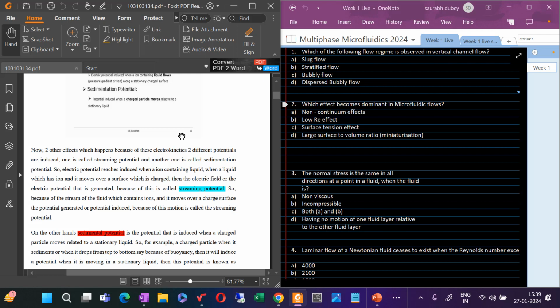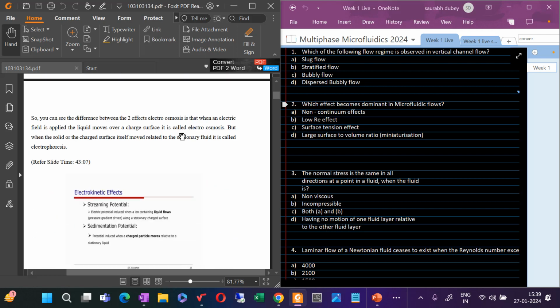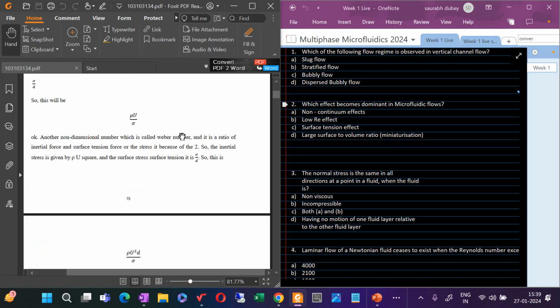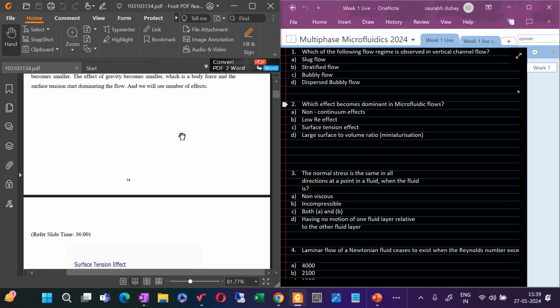So, like non-continuum effect, you are saying which effect becomes dominant in the microfluidic channel. So the answer is what? Low Reynolds number effect, surface tension will be there, and large surface area to volume ratio will be there.